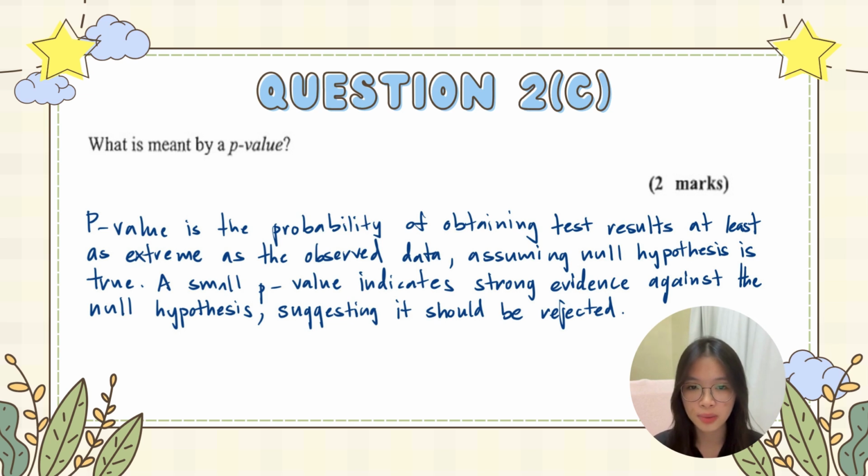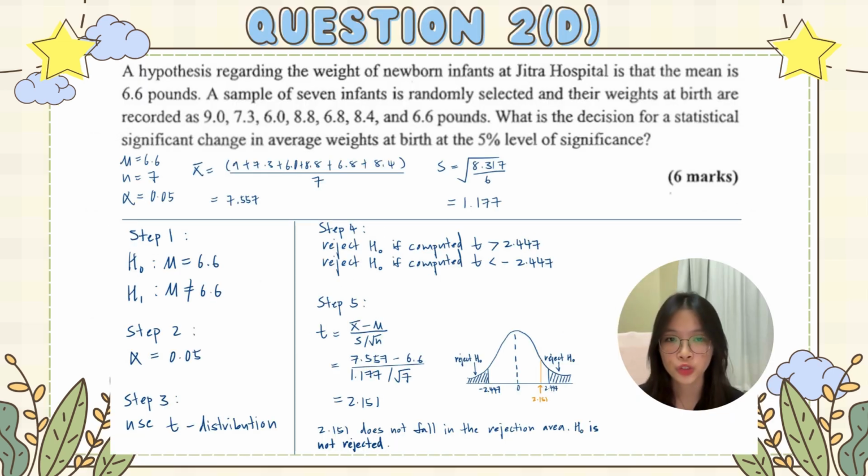So the p-value is the probability of obtaining a test result at least as extreme as the observed data, assuming the null hypothesis is true. A small p-value indicates strong evidence against the null hypothesis, suggesting it should be rejected. Question 2D asks about the decision for a statistically significant change in average weight at the 5% level of significance.